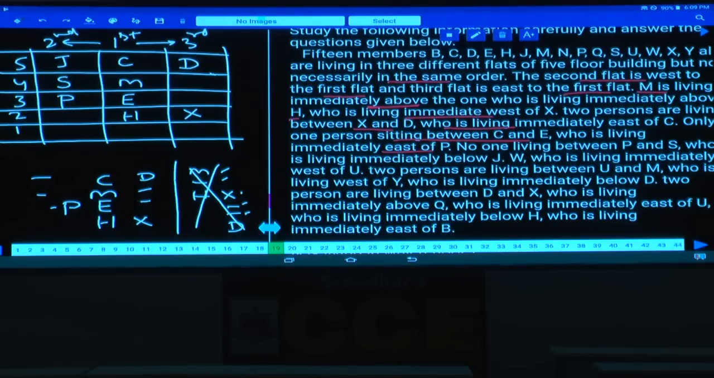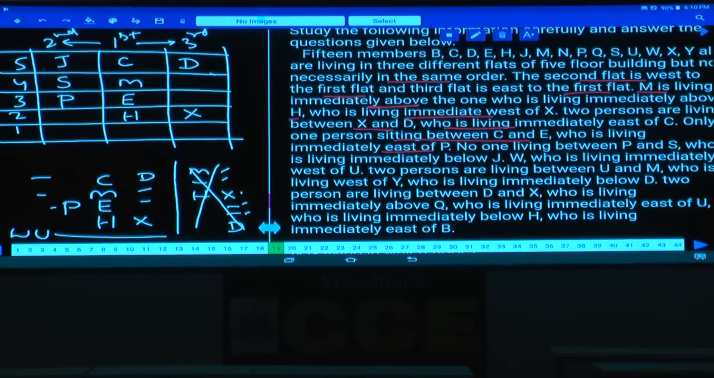S is immediately below J. And immediately below J, W who is living immediately west of U. W is immediate west of U. As W is living immediate west of U, tell me where should this W and U be? W and U must be on the first floor. If W and U are on the first floor, that means W and U must be in this floor.